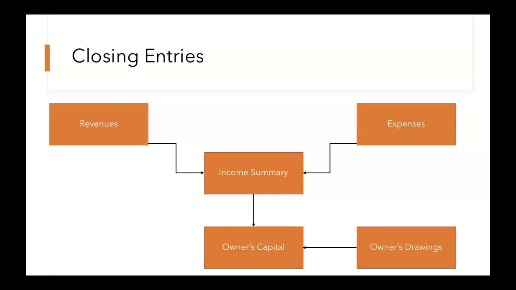So you have some temporary accounts and then permanent accounts, right? Revenues, expenses, Owner's Drawings, and Income Summary could all be considered temporary accounts because they are closed. Owner's Capital is a permanent account. You never close Owner's Capital. You are closing other accounts to Owner's Capital.